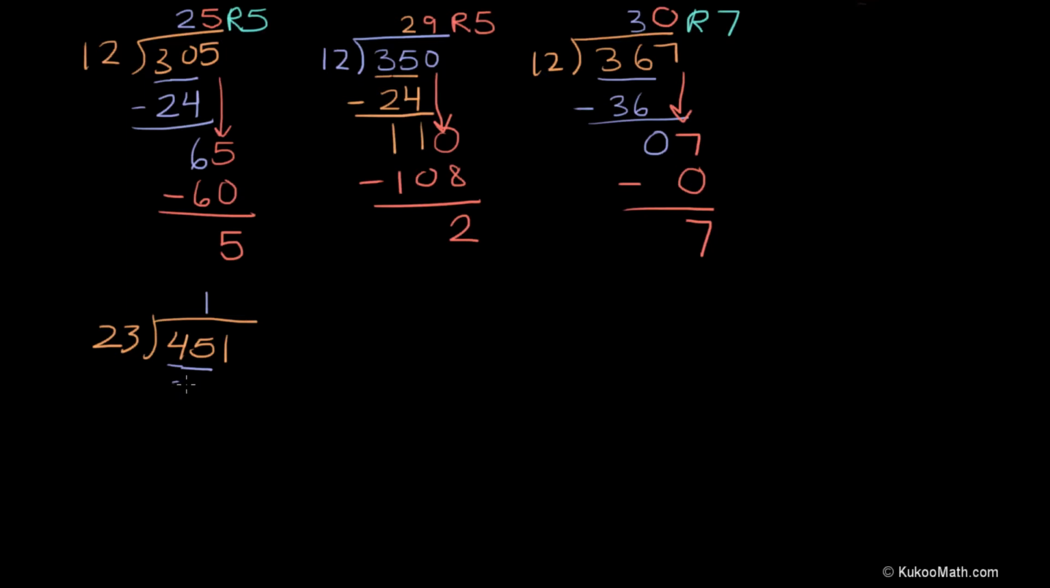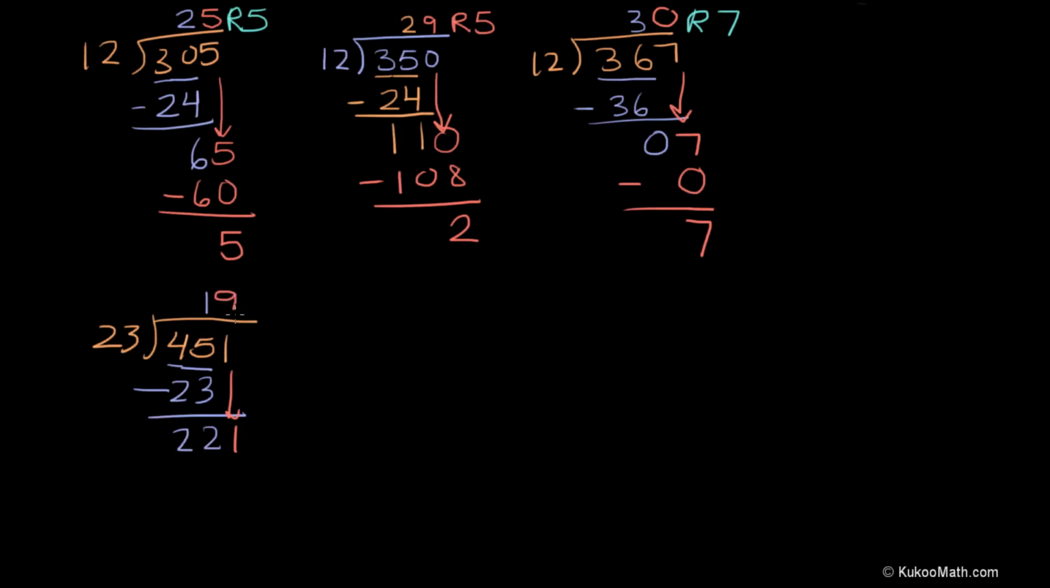So 23 times 1 is equal to 23, and when we subtract, we get 5 minus 3 is 2, 4 minus 2 is 2. That's less than 23, so our next step is to bring down the last digit. And so we bring down the 1. Now we have 221. Now this number is a little bit hard to guesstimate, but if we think about it, 23 times 10 is 230. 230 is a little bit too much, so 9 should work.